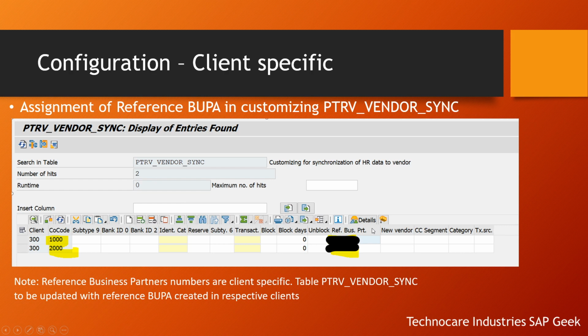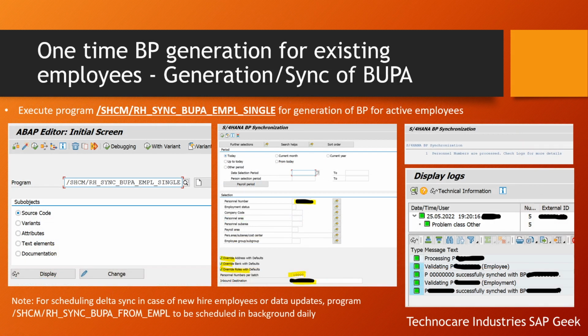Once this assignment is done, then comes the one-time business partner generation for existing employees. Whenever we are implementing for any company, there would be a certain list of employees which are already present in the organization. For them we need to run a one-time job, and then we need to schedule a job for delta upload. This is the job which we'll be running for one-time business partner generation for existing employees: HCM_RH_SYNC_BUPA_EMPL_SINGLE. We'll go to transaction code SA38, give these inputs in the selection screen, and simply press execute.